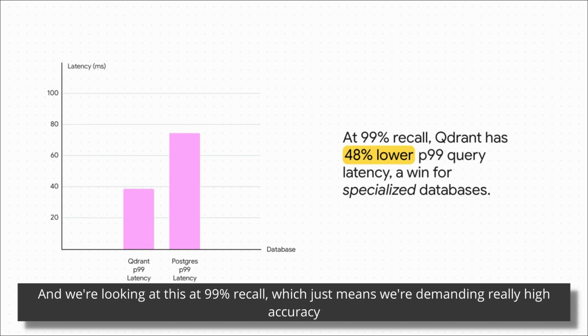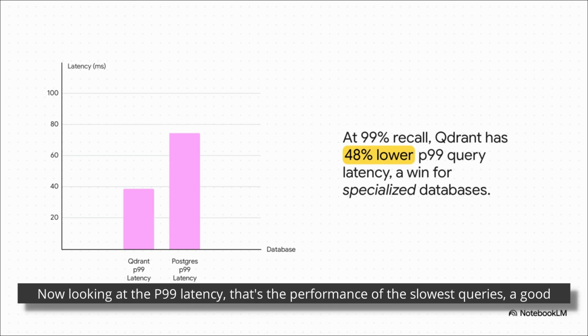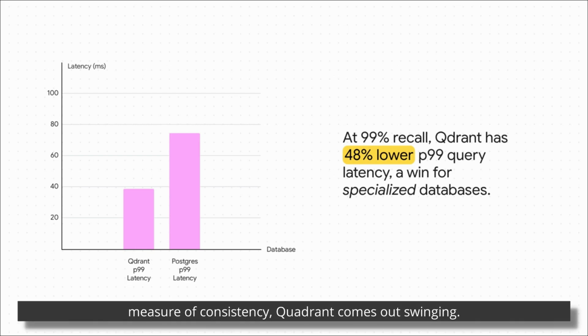And we're looking at this at 99% recall, which just means we're demanding really high accuracy from the search. Now, looking at the P99 latency, that's the performance of the slowest queries, a good measure of consistency. Qdrant comes out swinging. It's almost twice as fast. No question about it, that's a solid win for the specialist.